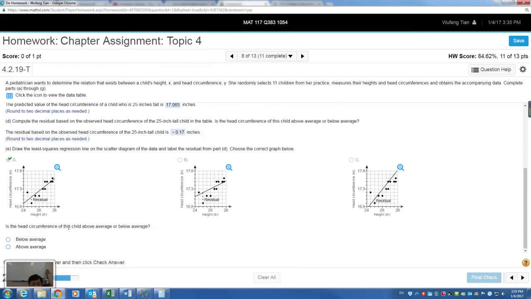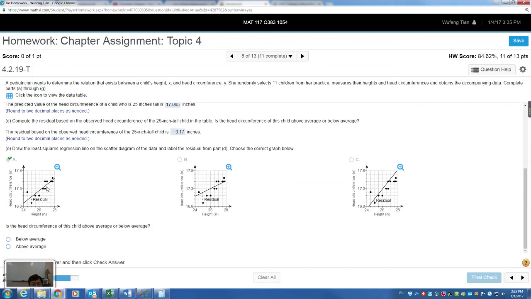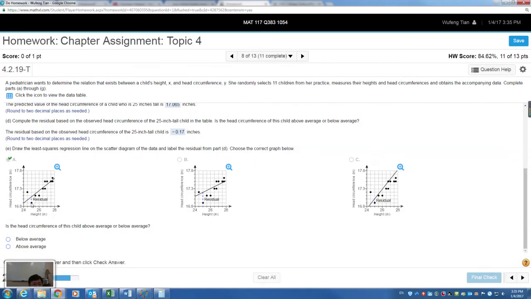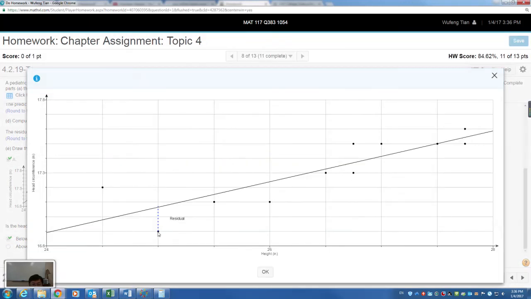Is the head circumference of the child above average or below average? Let me see. We're looking for this one. The below average is this one. Okay, so the picture says the average is this, so it's below average. If you look at the picture, this is the value here, so the average is this line, so it's below the average.